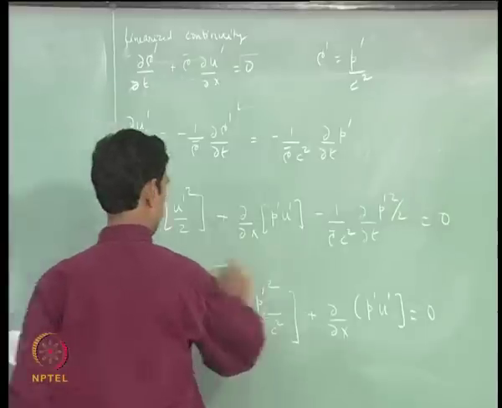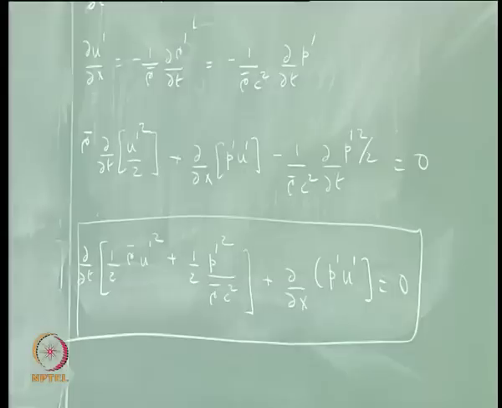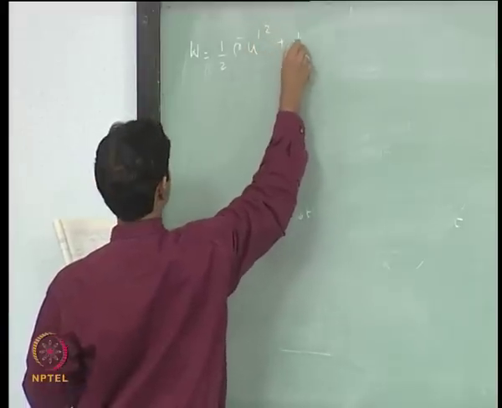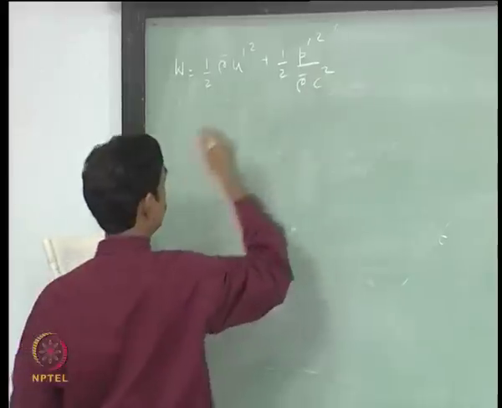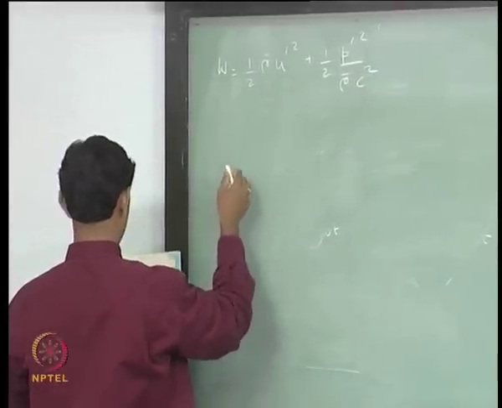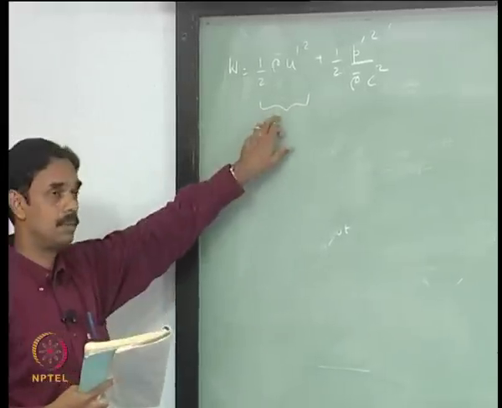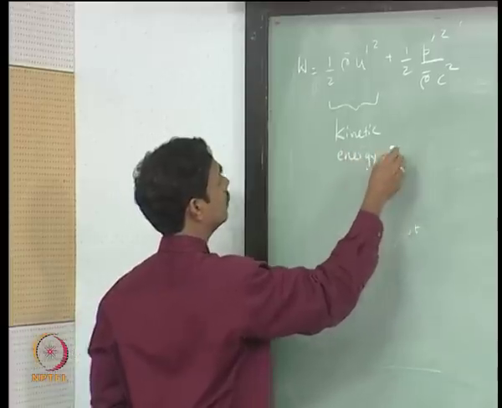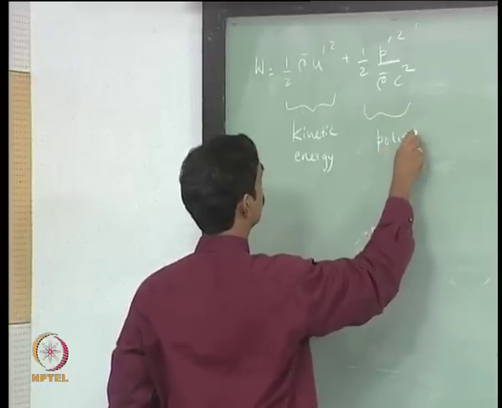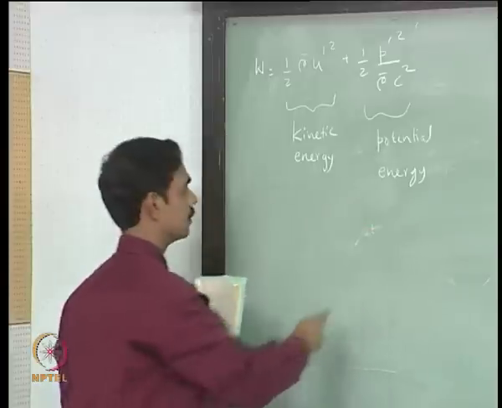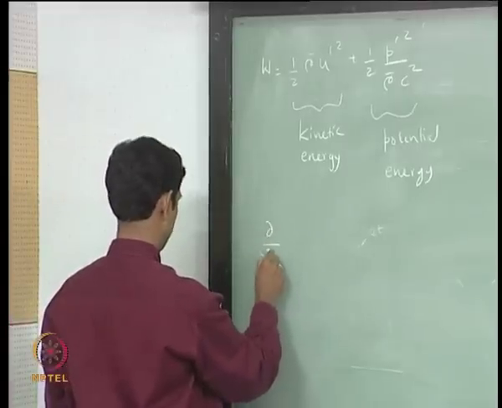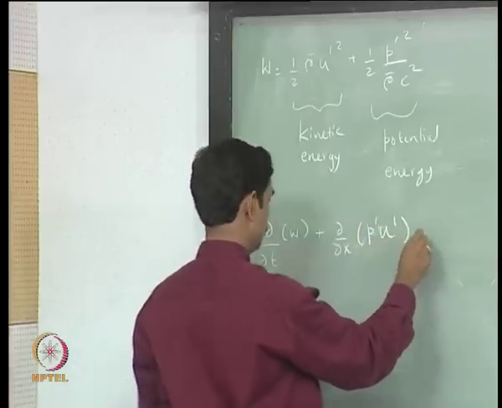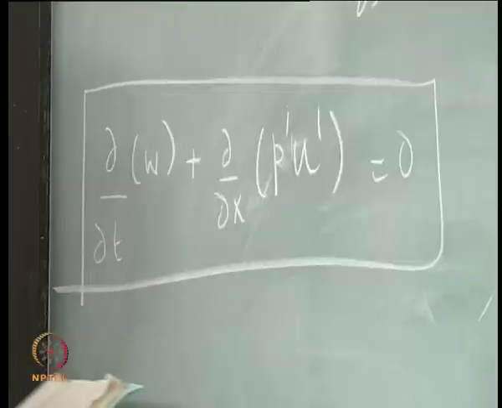So, this would be the acoustic energy corollary. Let us denote by W this term: half rho bar u prime squared plus half p prime squared over rho bar c squared. This is the term which was inside the time derivative. So, what is W? You could imagine W is nothing but kinetic energy plus potential energy. So we can say that dou by dou t of W plus dou by dou x of p prime u prime equals 0. This is the so-called acoustic energy corollary.